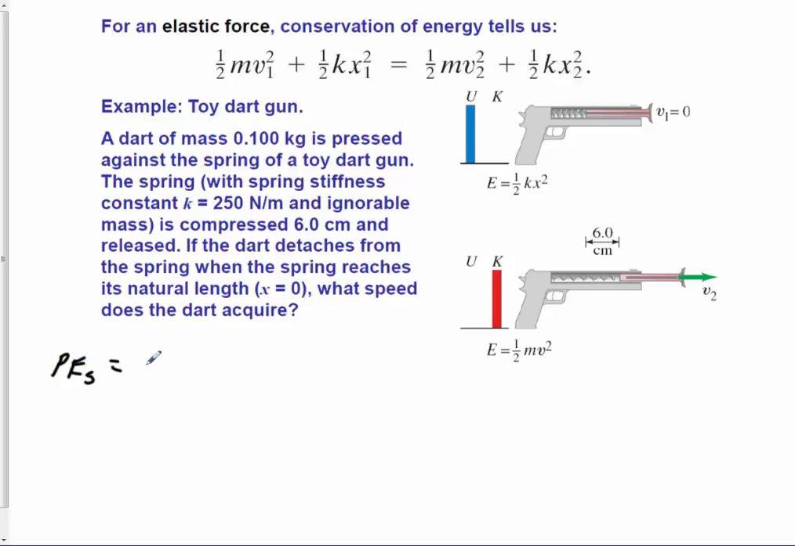We're just going to go back to 1/2 times kx squared, which would be 250. We change our 6 to 0.06, and we square that. So 0.5 times 250 times 0.06 squared. That gives me 0.45 joules.